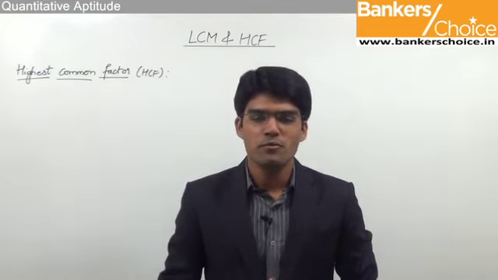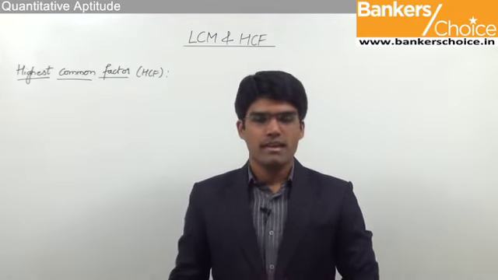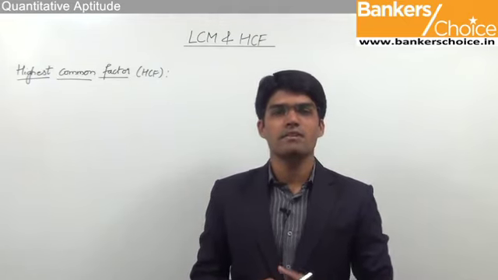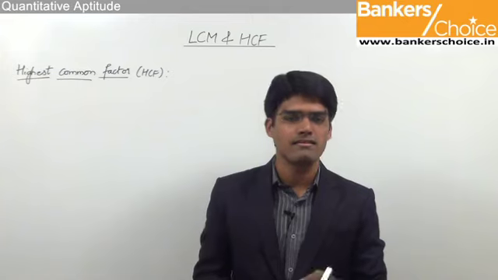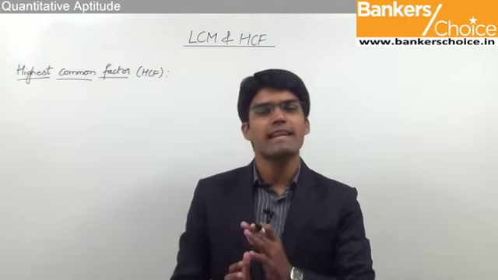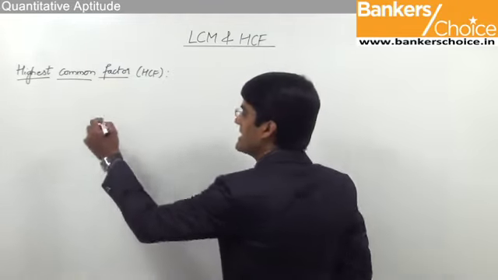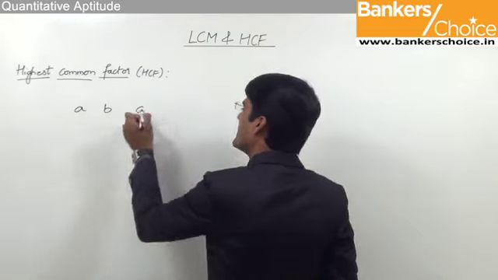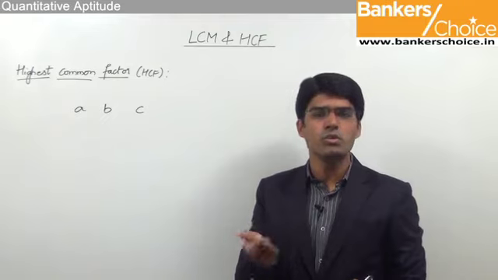Let us now see how to find out the highest common factor of more than 2 numbers. As we know that HCF is a division process and division involves only 2 numbers. One is the dividend and the other is the divisor, or the numerator and the denominator. So how to find out the HCF for 3 numbers is an important question. For example, let's say the 3 numbers are A, B and C. Now at a given point of time, we can find out the HCF of only 2 numbers.